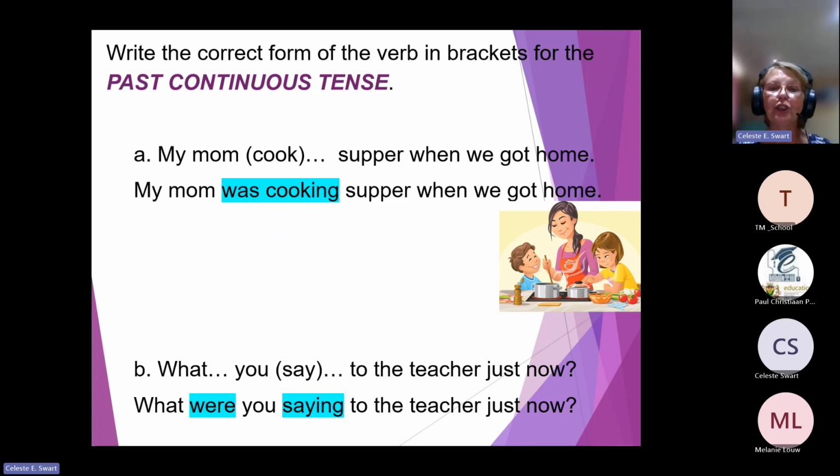What were you saying to the teacher just now? This is a question, so you won't find that was or were is directly next to our verb with the ing. Remember that it doesn't have to always be right next to the word with the ing, but when it's a question, you have to shuffle the words around a little bit to make sense. Otherwise, imagine you were to say, what you were saying to the teacher just now. That makes no sense at all.